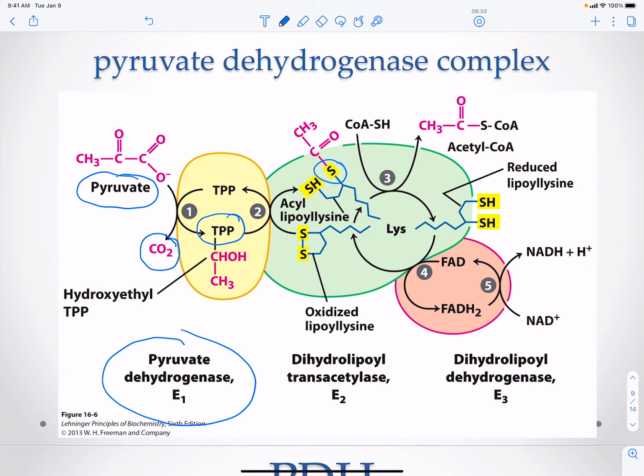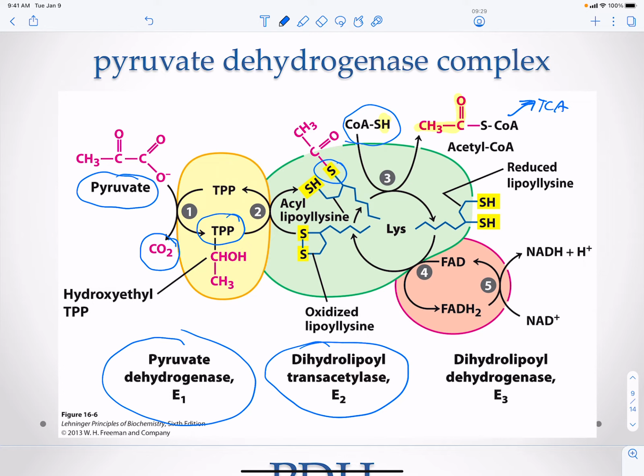Enzyme 2, which is dihydrolipoyl transacetylase, is going to transfer those 2 carbons to our coenzyme A, to that sulfur group. So you're basically going to replace this hydrogen with our 2 carbons to generate acetyl-CoA. Now acetyl-CoA is going to go off and go to the TCA cycle, and the rest of the enzyme is to recycle or reset all of the different coenzymes so that you can make another acetyl-CoA.